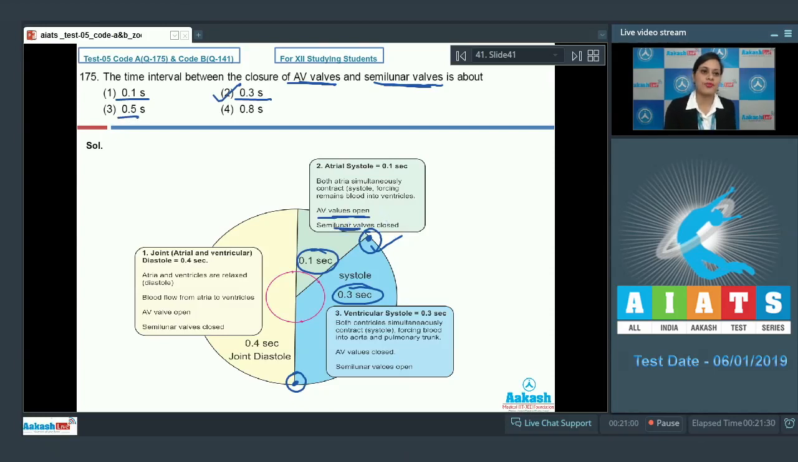The next option is 0.5 second. 0.5 second is the interval between the closure of semilunar valve and the closure of AV valve. From here to here, that is the time interval between the second heart sound and the first heart sound. So this is an incorrect option. And the last option is 0.8 second, and this is an incorrect option because 0.8 second is the time duration of the complete cardiac cycle. So the correct answer to this question is option number 2. Let's discuss the next question.